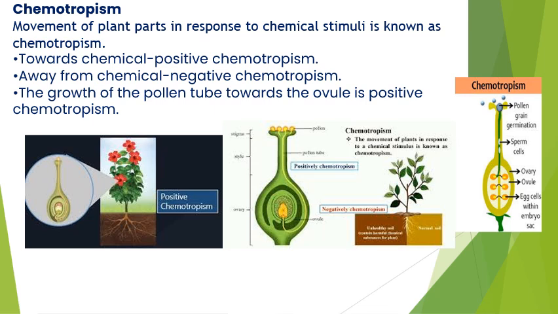What is positive chemotropism? It occurs when a plant part grows towards a chemical stimulus. A common example is hibiscus, you can see it clearly there. Here the growth of a pollen tube towards the ovule is the example.